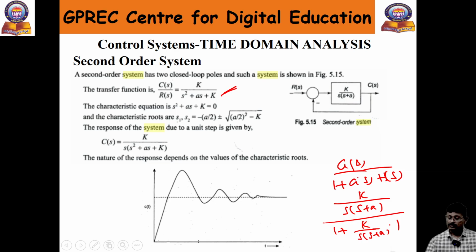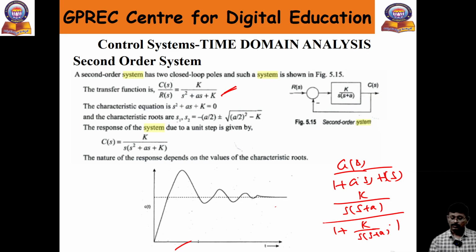K by s into (s+a) divided by, so come here, s into (s+a) plus K, all divided by s into (s+a). So this cancels out. Now K by s square plus sa plus K. Like this you get the second order system, right? So this is the response of the second order system, and this is the transfer function.